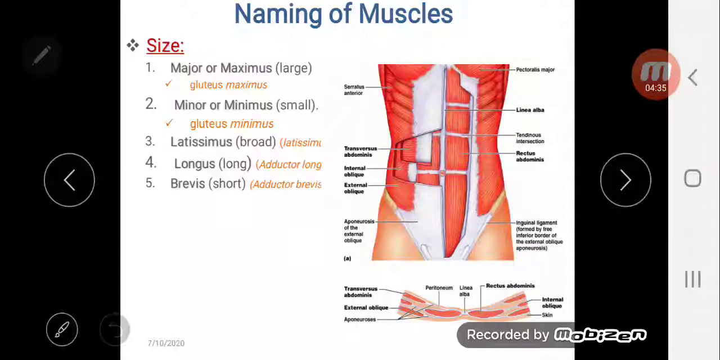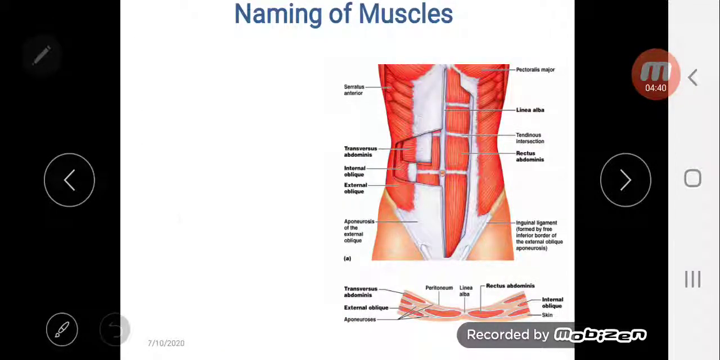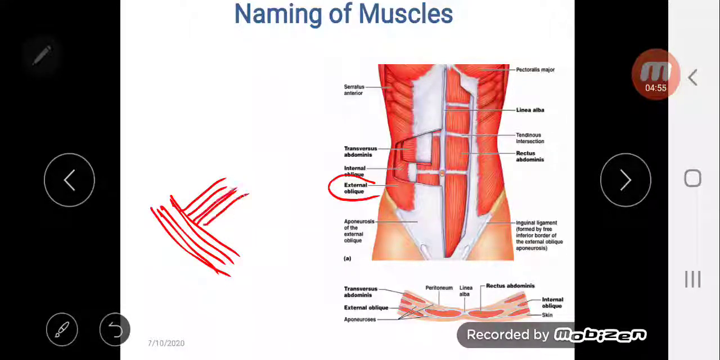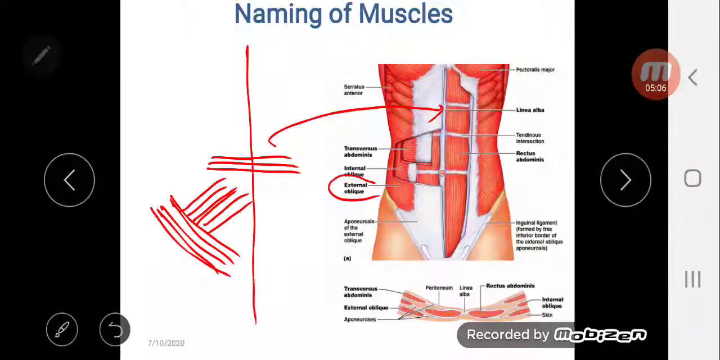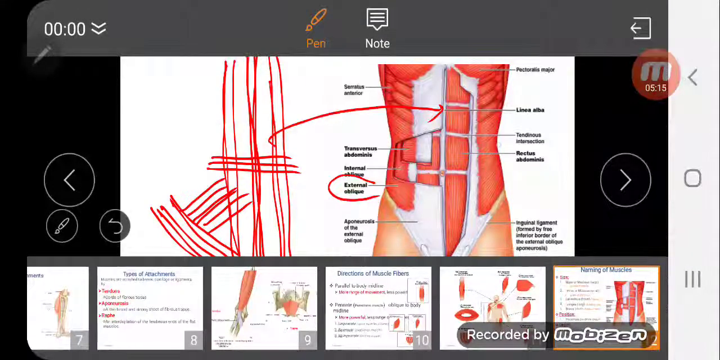In the abdomen, we have the external oblique outside. It has direction of fibers like this, external oblique, and we have internal oblique under it, and under these we have the transverse abdominis. We have in the midline here linea alba, and between the linea alba we have the rectus abdominis.